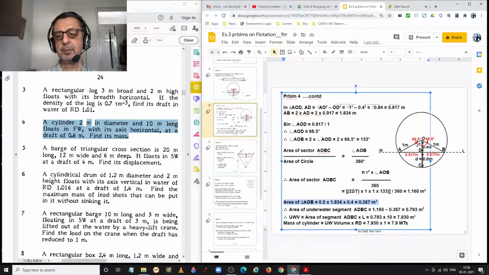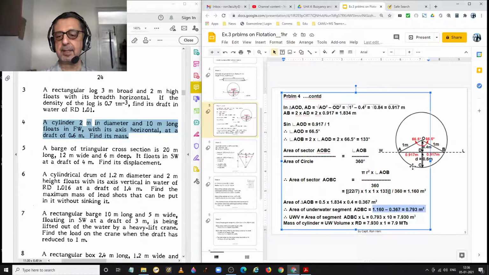Now that we know the area of the triangle AOB and we have already calculated earlier the area of the sector AOBC equal to 1.16, from that we deduct the area of triangle AOB equal to 0.367 and we get the area of the underwater segment ADBC. This is the underwater segment. That is equal to 1.160 minus 0.367, equal to 0.793 square meters.